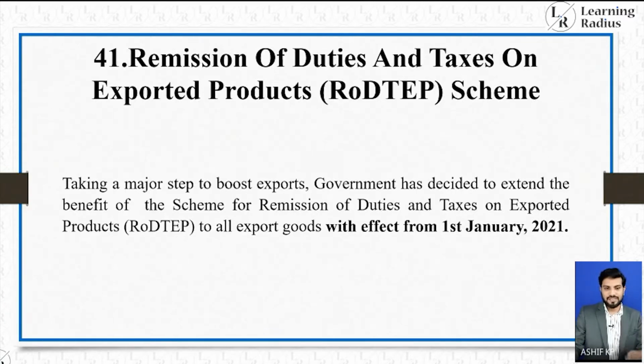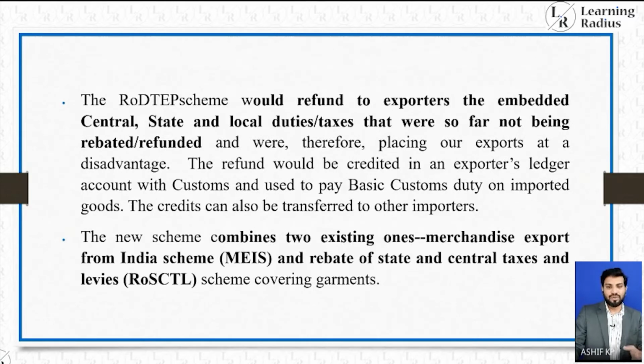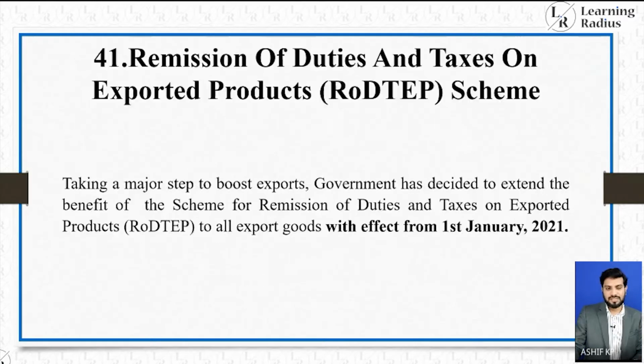The scheme would refund to exporters the embedded central, state and local duties or taxes that were so far not being rebated or refunded and were therefore placing our exports at a disadvantage. The new scheme combines two existing ones, merchandise export from India scheme, that is MEIS, and rebate of state and central taxes and levies scheme covering garments. So these are the basic areas you are supposed to understand in connection with this scheme.